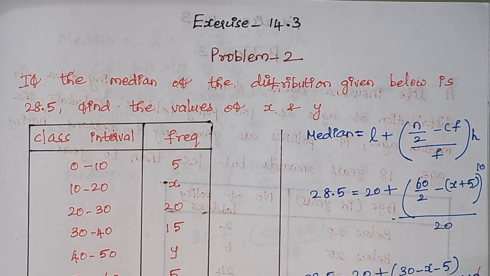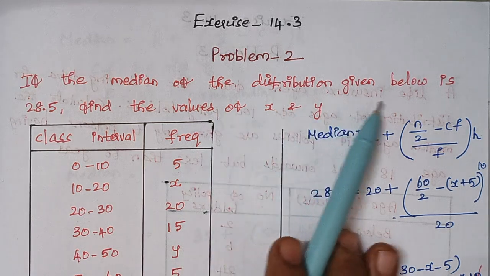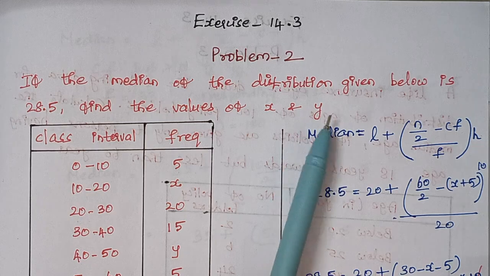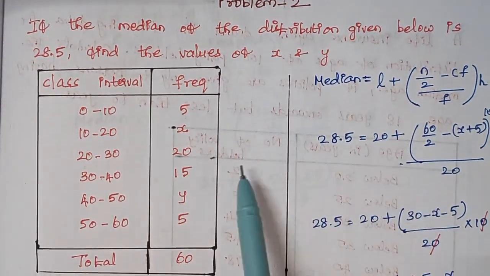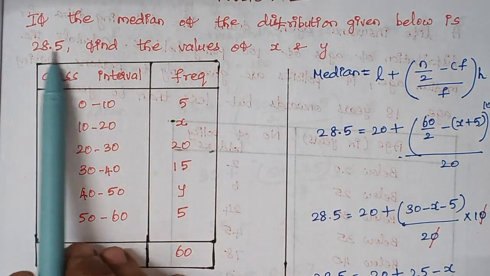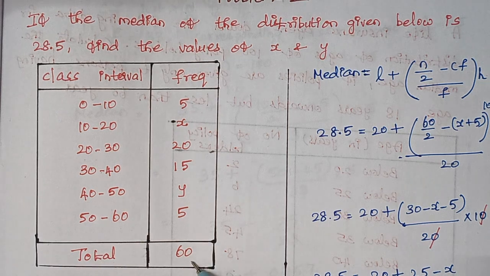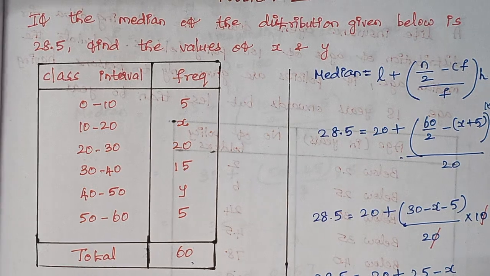Today we are going to solve problems in exercise 14.3. Problem 2. If the median of the distribution given below is 28.5, find the values of x and y. So here this is the given problem. In this problem you see the value of median is given as 28.5 and the total value of the frequency is 60. This is given in the problem. So now we are going to proceed.